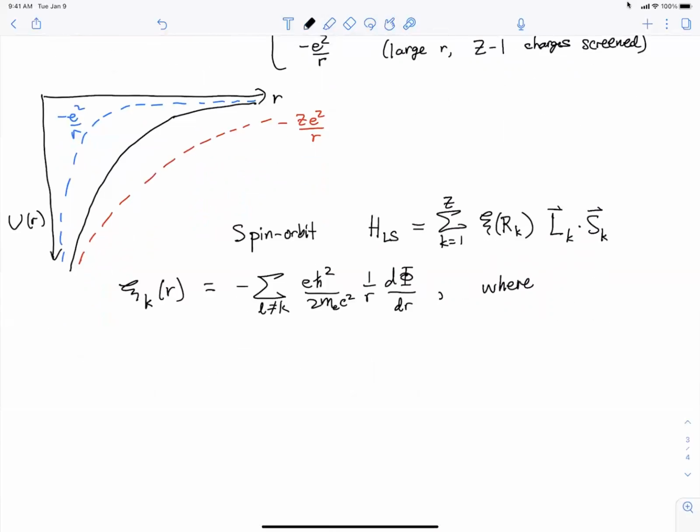Okay, and then I need to tell you what the electrostatic potential is. This should have been a K, by the way. So this is the potential seen by the kth electron. And the electrostatic potential seen by the kth electron is minus Z e squared over r from the nucleus plus a sum over all k of e squared over |r minus r_k|.